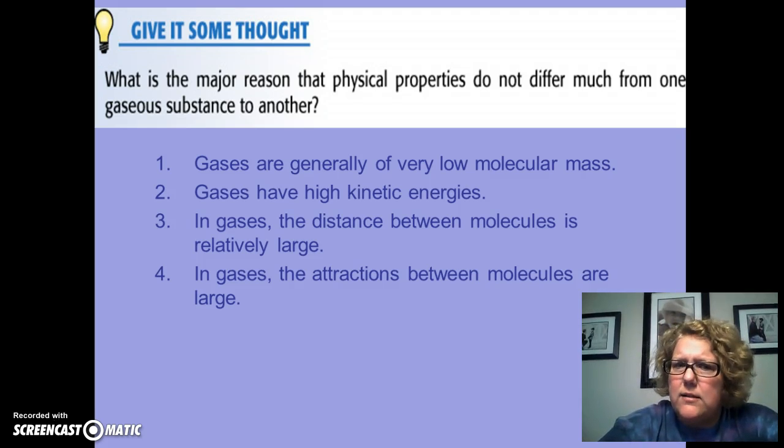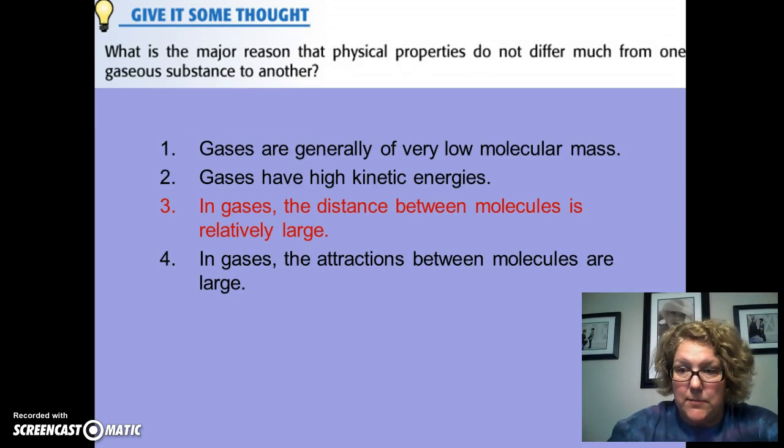Number 3, in gases, the distance between molecules is relatively large. That is true. In gases, the attractions between molecules are large. That's false. Remember, we said they're so far apart that the molecules don't really seem to notice each other and don't repel or attract each other much. So the first 3 are true, but the major reason, it always comes down to that distance between the molecules.